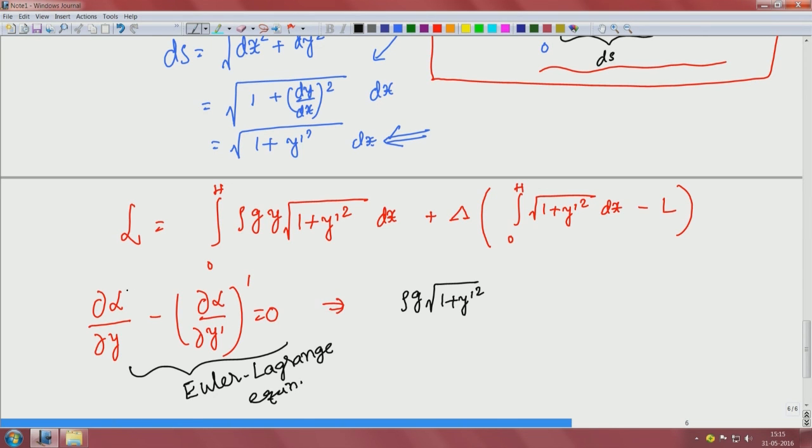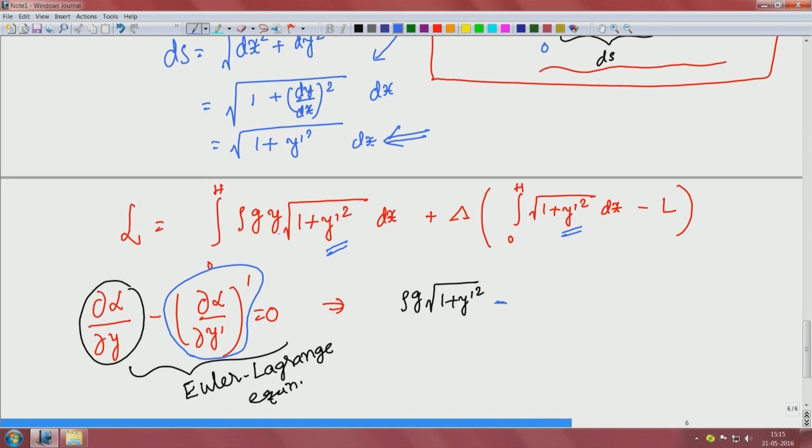Okay. So, let me encircle this in black so you can relate to the black color. Now, let us write this part in blue color, minus. We have to write ∂L/∂y', it is over here and it is also over here. More terms will come in.